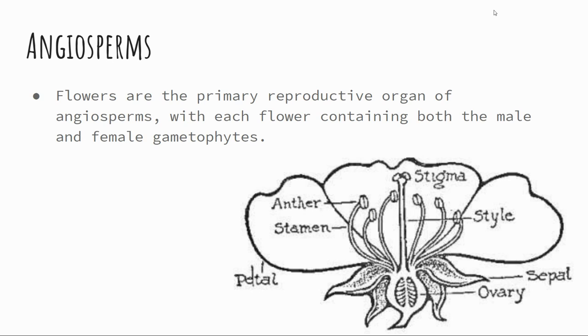So then we move into angiosperms. And remember that angiosperms represent the largest classification and the most diverse classification of plants on Earth. This is any type of plant that produces flowers or fruits.